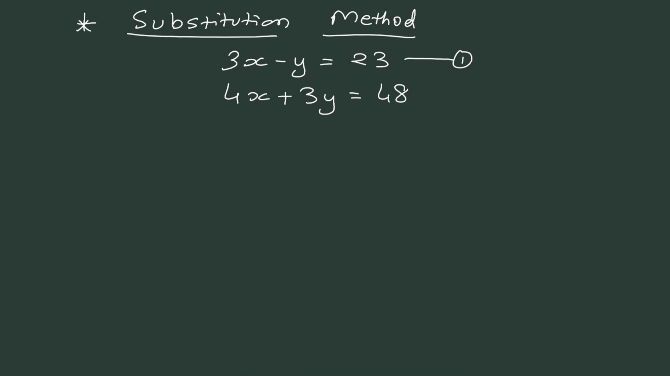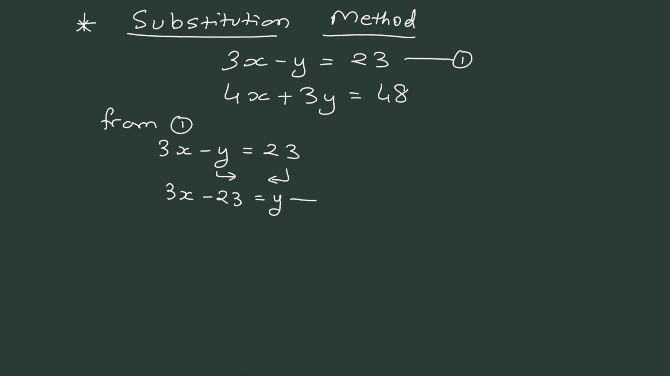So from equation 1, you make that variable whose coefficient is 1 or -1 the subject of the equation. So 3x minus y equals 23. You transpose y and 23 to opposite sides. 3x minus 23 equals y. Give this the name equation number 2. And the second equation is number 3.